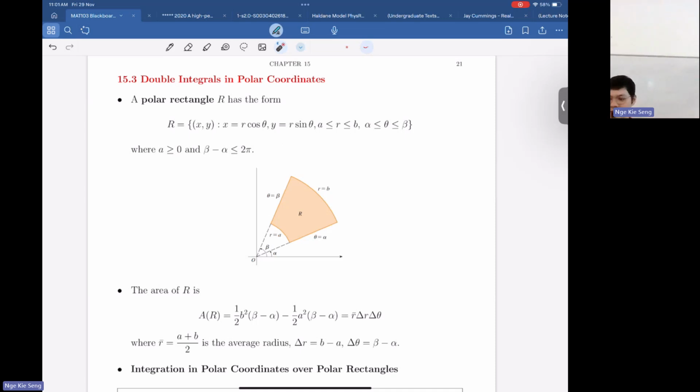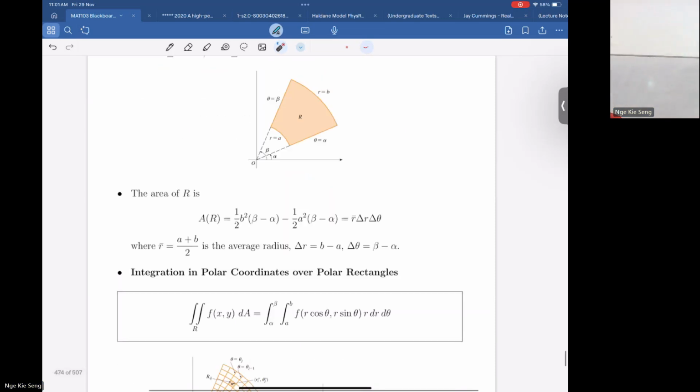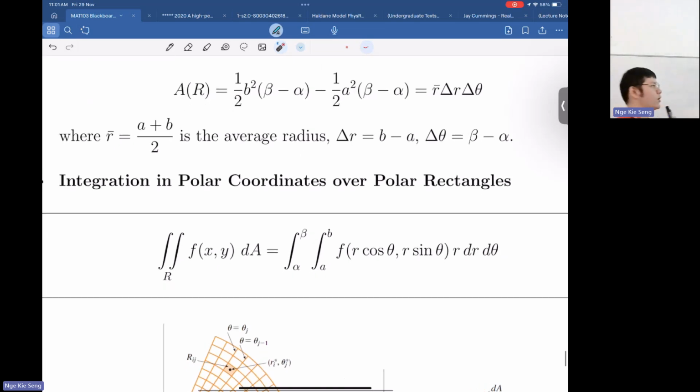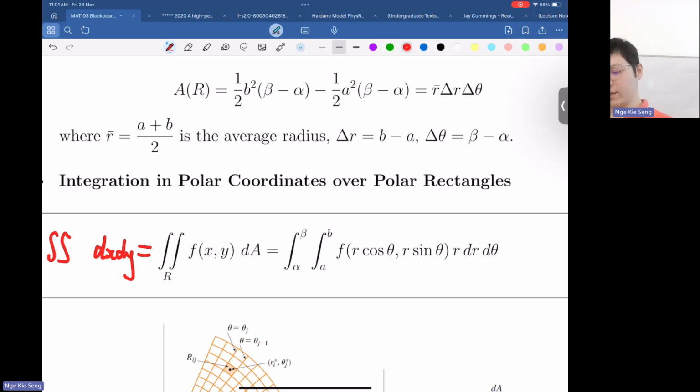Okay, ready to start? All right. Now we're going to integrate in polar coordinates. So we'll try to understand this polar coordinate here. Previously, we related this area to rectangular coordinates, which is dx dy. But now we try to change the integral to dr d theta.